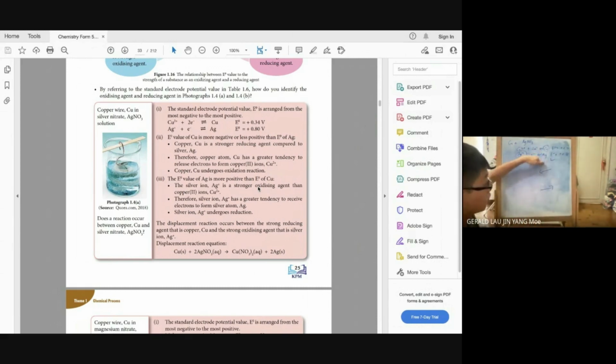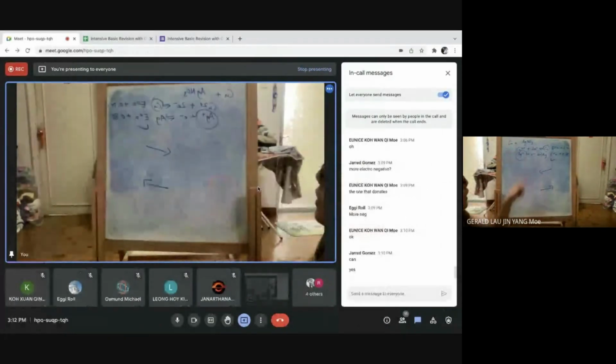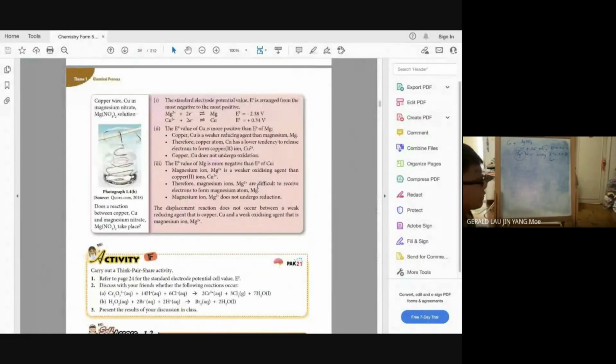Now we look at silver, another 4 points. Compare E0 value, stronger or weaker oxidizing agent, the silver ion receives what? Receives electrons. What reaction? Reduction. And then the displacement reaction occurs. Can you understand how we answer this? Look at the second example.